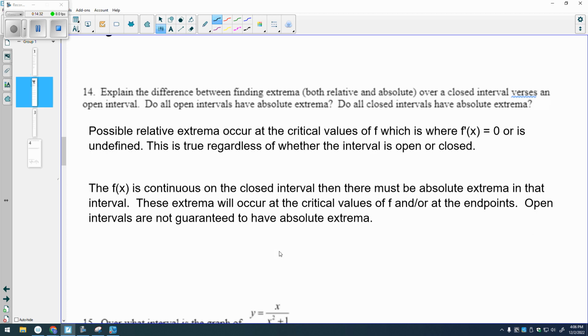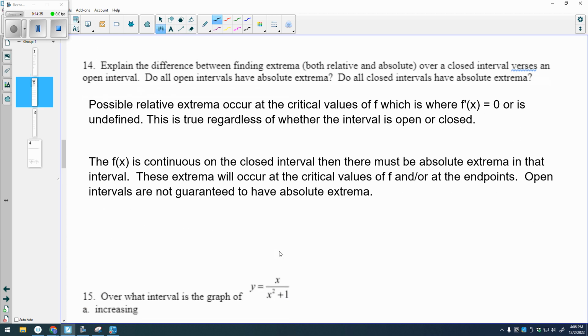Question 14. I cheated and I typed this in ahead of time. Relative extrema. We already did this once. Back when we had that local global question back in question 11. So relative extrema occur at critical values of f, which is where my first derivative is 0 or undefined. And this is not dependent upon an open or a closed interval. Relative extrema always occur at critical values, whether it's open or closed. Okay.